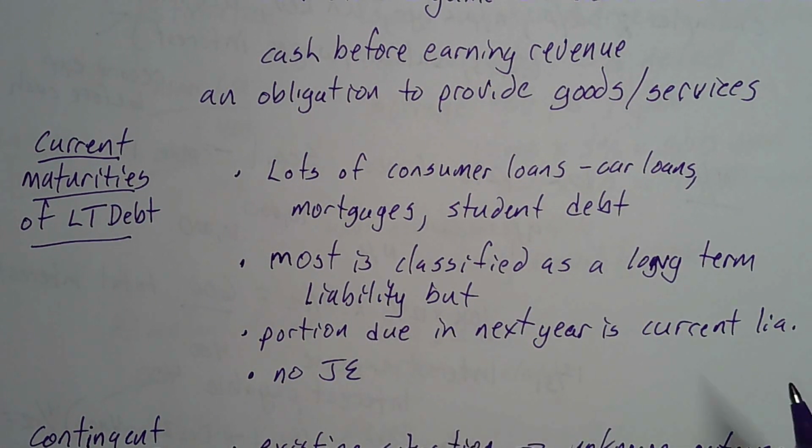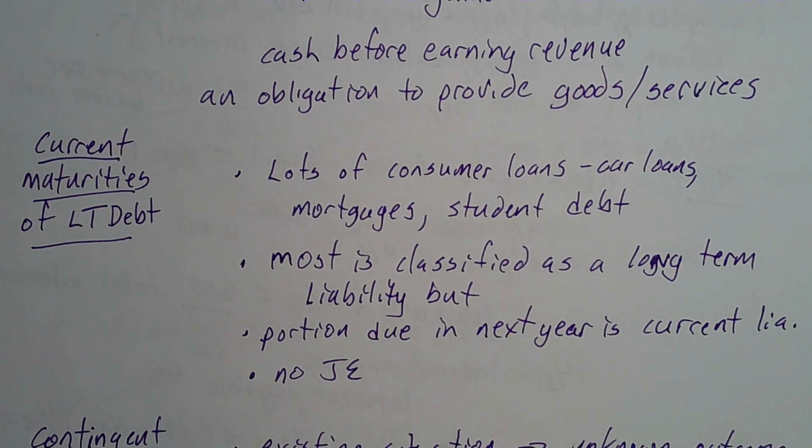Most is classified as a long-term liability, but the portion that is due next year is a current liability. It's important to recognize we don't actually write a journal entry to separate out what's the short-term and what's the long-term. It's all included in long-term debt, or it's all included in one account, whatever the debt account is. We just keep track of the maturity date so that when we report it in the financial statement, we can separate it out quickly and correctly.